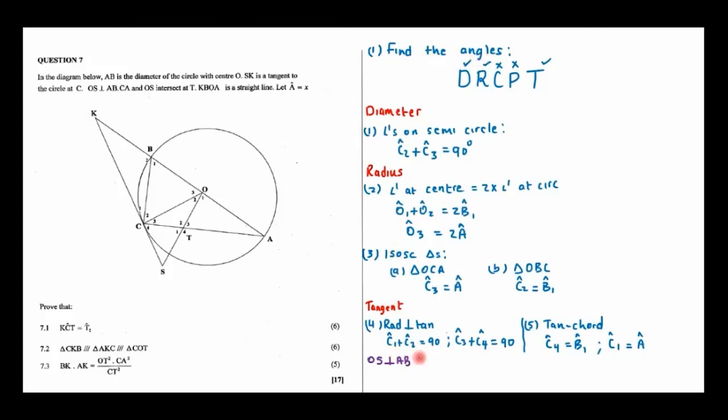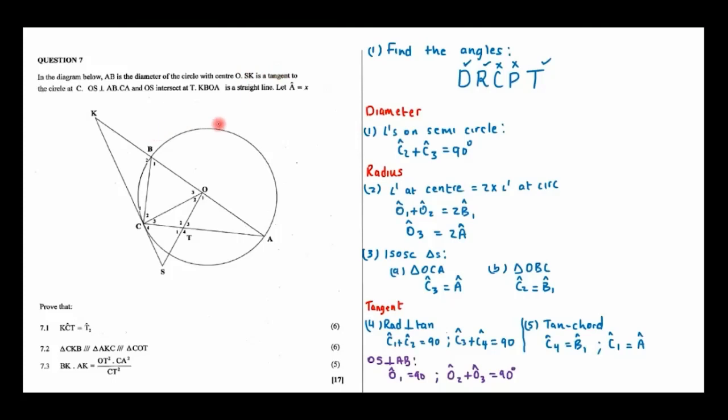So we see that OS is perpendicular to AB, but what does that mean when it comes to angles? OS perpendicular to AB, right? So it means O1 is 90 and O2 plus O3 is 90. So I'm going to say O1 is 90, right? And then O2 plus O3 is 90. All right.